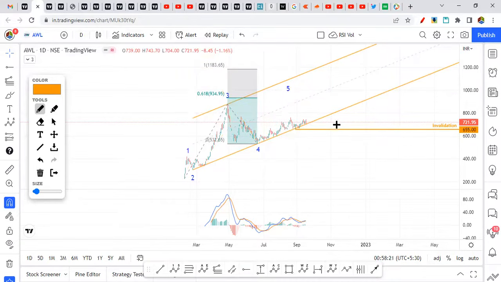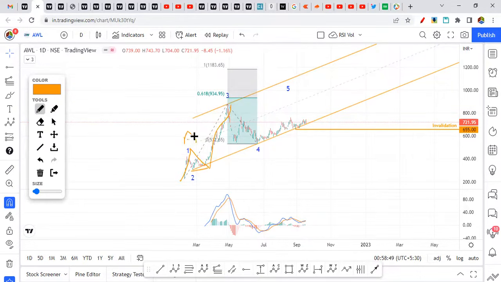So for this, the invalidation level is this one. Okay, so if it breaks 655, then it will come out of this channel which we plotted for the fifth wave, and then the analysis could change, and it can go like this, and then it can go like this as well. So this is one case, or it can go in consolidation, making some different pattern and dropping there, and it can be an A, B, and C correction.